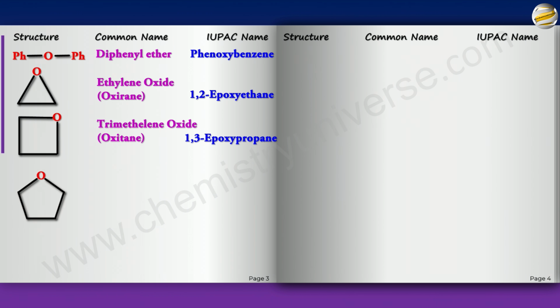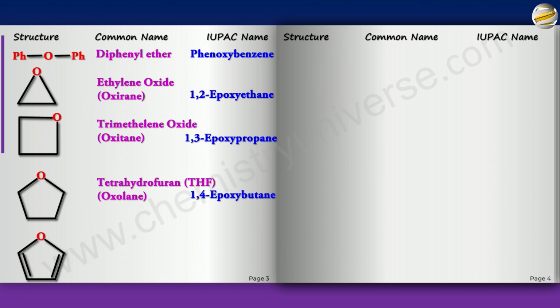So what do you think would be this common name? It's a very, very important compound. It's quite often used. Most of us don't remember the structure, we remember the name though. It's THF, tetrahydrofuran. It's called oxolane. And from the epoxy naming, you can see it is going to be 1,4-epoxybutane.